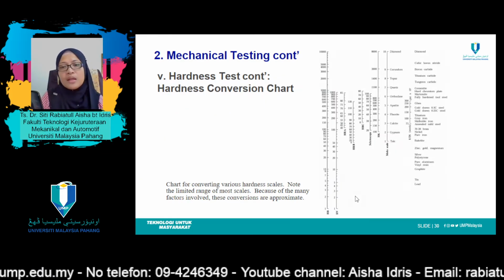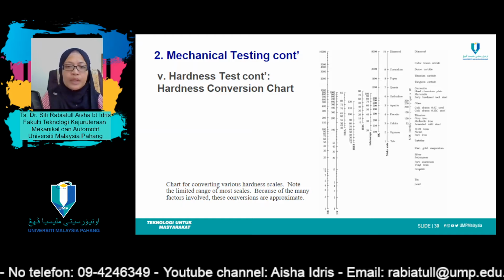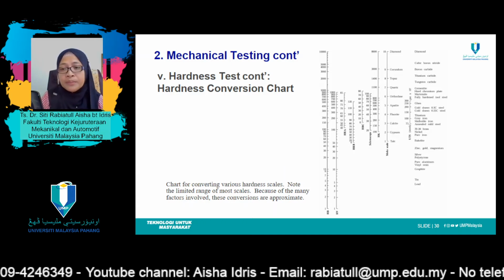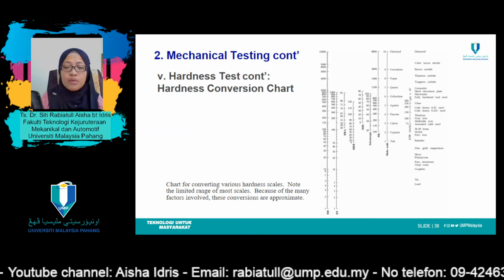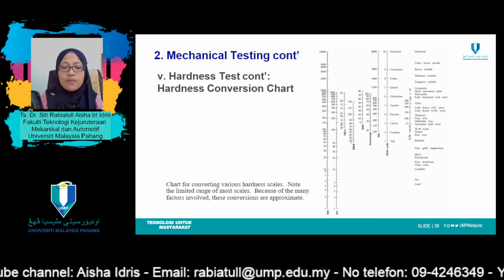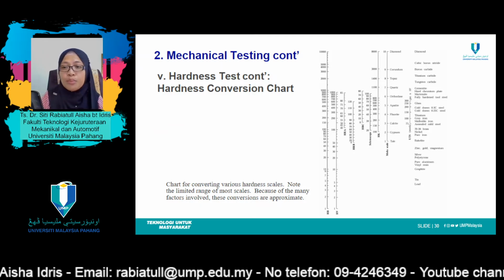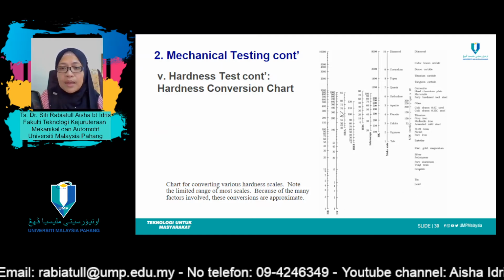Even though there are several techniques used to measure the hardness of the specimen, we can also convert those data into one another. For example, Brinell to Rockwell, or Rockwell into Brinell, and so on, as listed in this table over here.